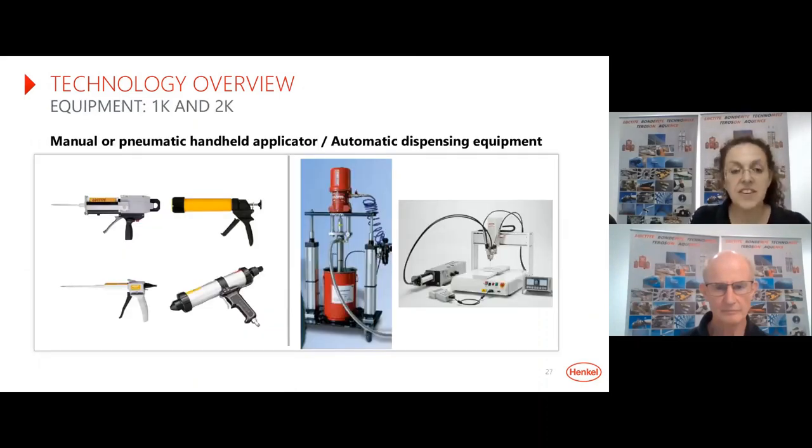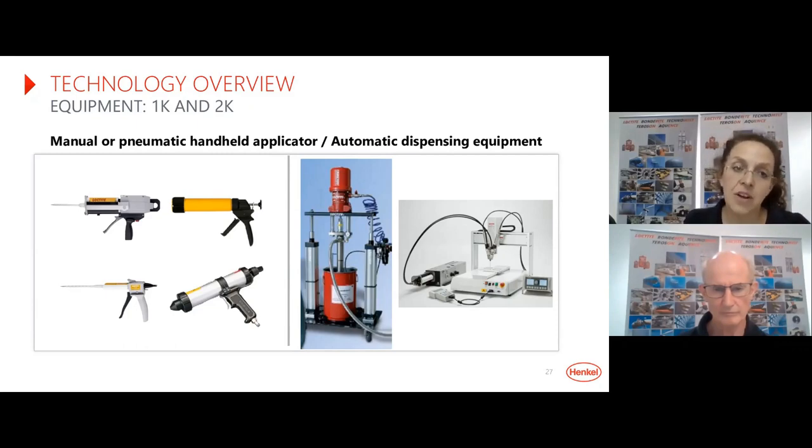Now, all of the adhesives that we've spoken about lend themselves very well to being dispensed. And if you do dispense an adhesive, it gives you a number of advantages. It means that you're dispensing the correct volume, so you don't under-dispense or over-dispense. It also means that you're dispensing them in a safe way, and it also means that you're ensuring the quality of your end product.